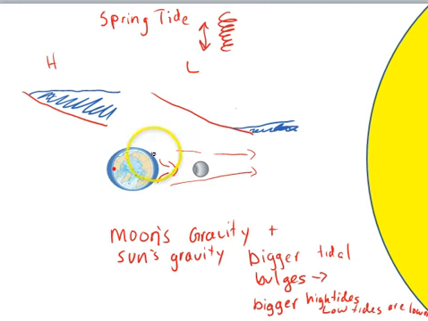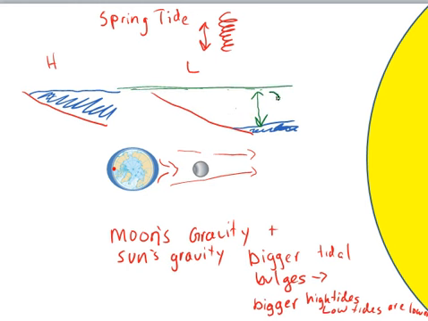Remember, because the two objects here, their gravity is working together to cause more water to get pulled over here into this tidal bulge. So the areas where you'd have a low tide, here and here, they're getting more water taken away from them. So you end up with this bigger difference between a high tide and a low tide.